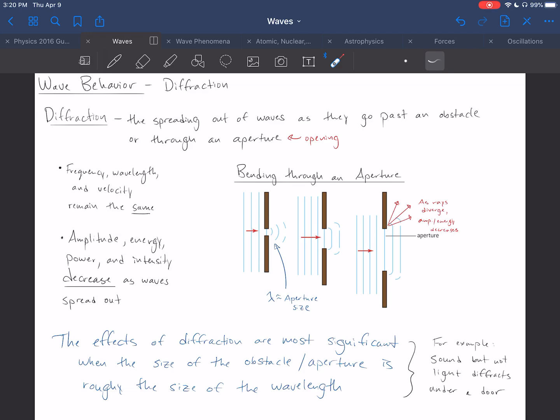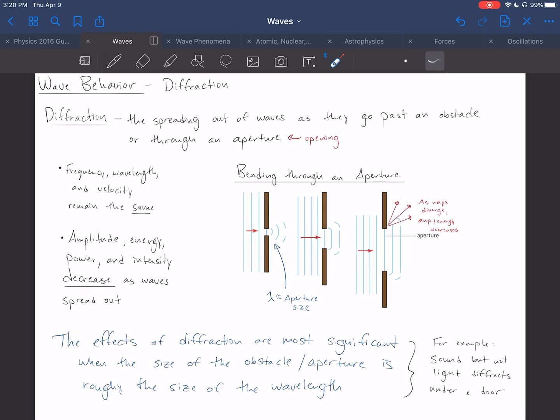You can see that as that opening increases, part of the wave that is sort of in the center here continues on as sort of a planar wave, but it is still sort of bending around the corner here. The effect decreases as the size of that opening gets bigger, but you still get bending at the edges. That is known as diffraction.